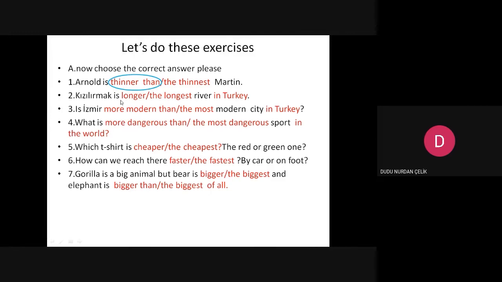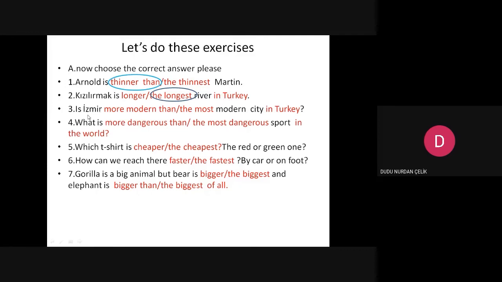And the second one, Kızılırmak is a river. And we're talking about the rivers in Turkey, all of the rivers in Turkey. Okay? So we must say the longest because we're talking about Kızılırmak in Turkey. And we compare Kızılırmak with all of the other rivers. So we choose Kızılırmak is the longest river in Turkey. Than is comparative, the is superlative.